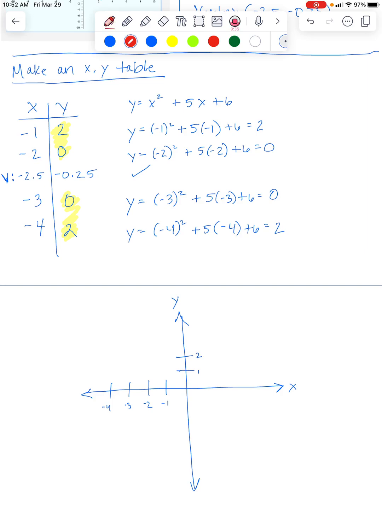I'm going to use red to graph it. So we have negative 1, 2. We have negative 2, 0. Our vertex is negative 2.5 and negative 0.25, or 1/4 down. So we're going to go 2.5 to the left. That's about right here. And then 1/4 of the way down is really only about right there. And then we have negative 3, 0. And we have negative 4, 2. So that's going to be here. So you can see our graph looks like this.